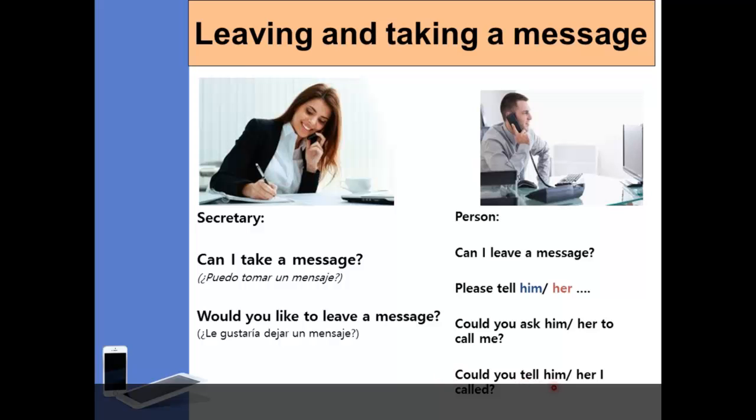Could you tell him I called? Could you tell her I called? Este último es para decir, ¿le podrías decir que yo le marqué? Este es para pedir que la persona nos llame, que nos devuelva la llamada. Es incorrecto decir, please tell he or she. Esa es la manera correcta de decir para un hombre o para la mujer. Please tell him, please tell her.